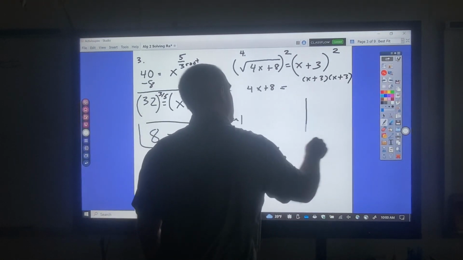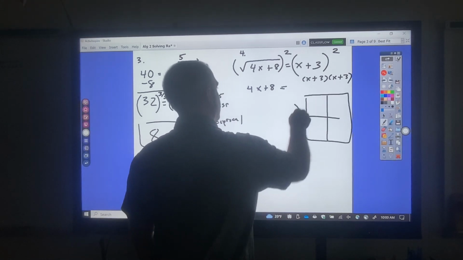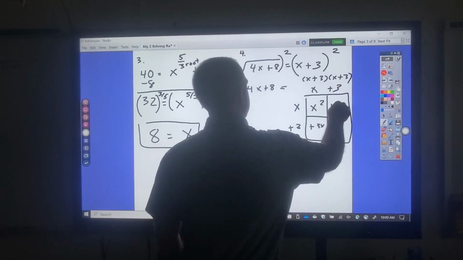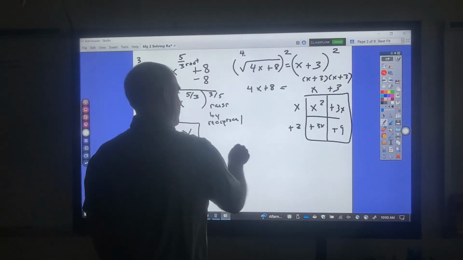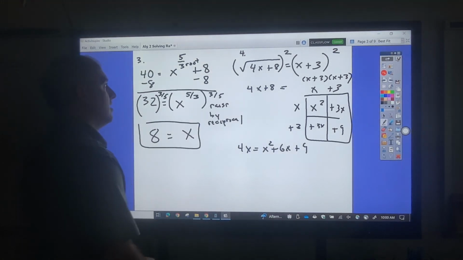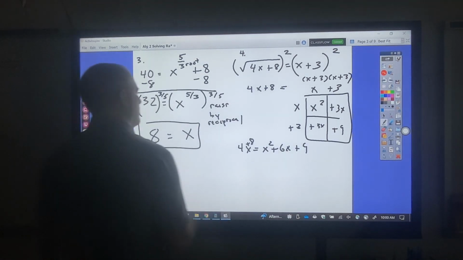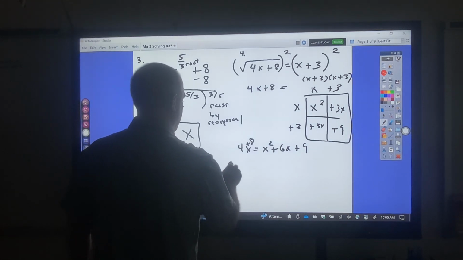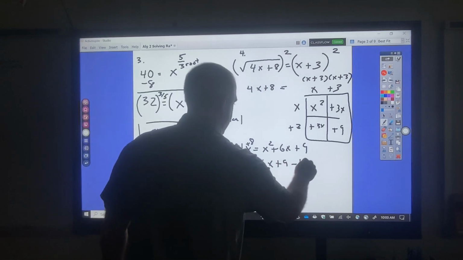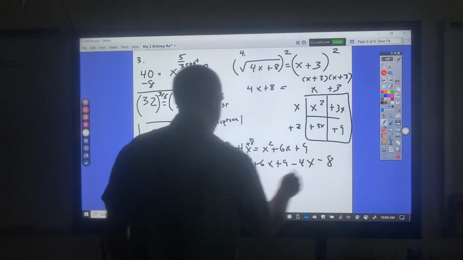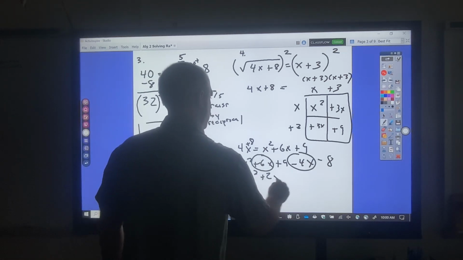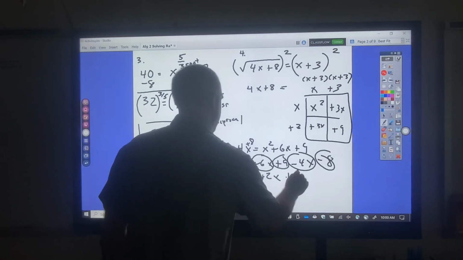So I'm going to need to do the box here. So that's x squared plus 3x plus 3x plus 9. So this is 4x plus 8 equals x squared plus 6x plus 9. Now, this is a quadratic. So what I want to do is move these things back. If I move the 4x over, negative 4x. Move the 8 over, negative 8. So that's x squared. This would combine to 2x. This combines to 1.